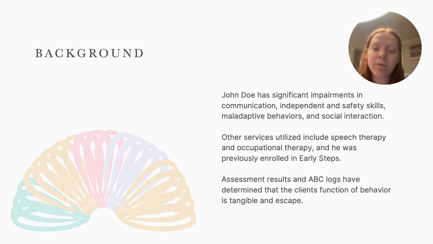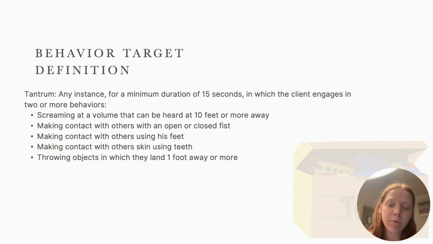Assessment results and ABC logs have determined that the client's function of behavior is tangible and escape. If we operationally define the behavior, a tantrum is any instance for a minimum duration of 15 seconds in which the client engages in two or more behaviors: screaming at a volume that can be heard at 10 feet or more away, making contact with others with an open or closed fist, making contact with others using his feet, making contact with others' skin using teeth, and throwing objects in a way in which they land 1 foot or more away.